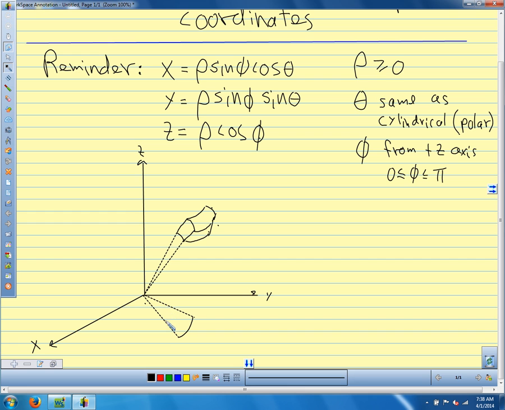In the XY plane, this little change is delta theta sub i, and the length of this little arc from polar coordinates is r sub i delta theta sub i. If I convert our radius in polar coordinates to spherical coordinates, r sub i gives me rho sub i sine phi sub i delta theta sub i.